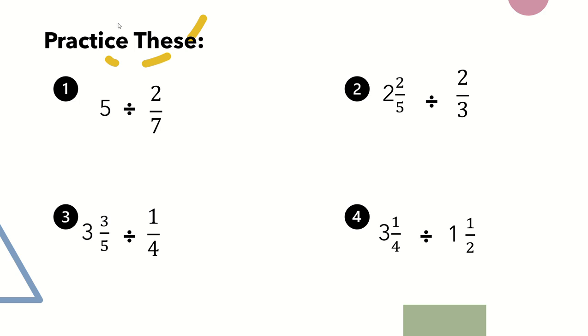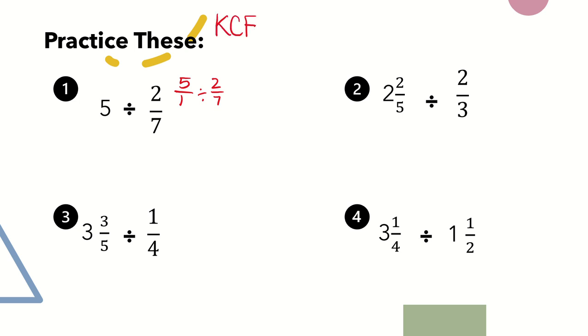Okay, question number 1, 5 divided by 2 over 7. So of course I have to turn my 5 into a fraction, and I do so by putting 5 over 1 divided by 2 over 7. So now that I have that set up, now I remember my steps: keep, change, and flip.